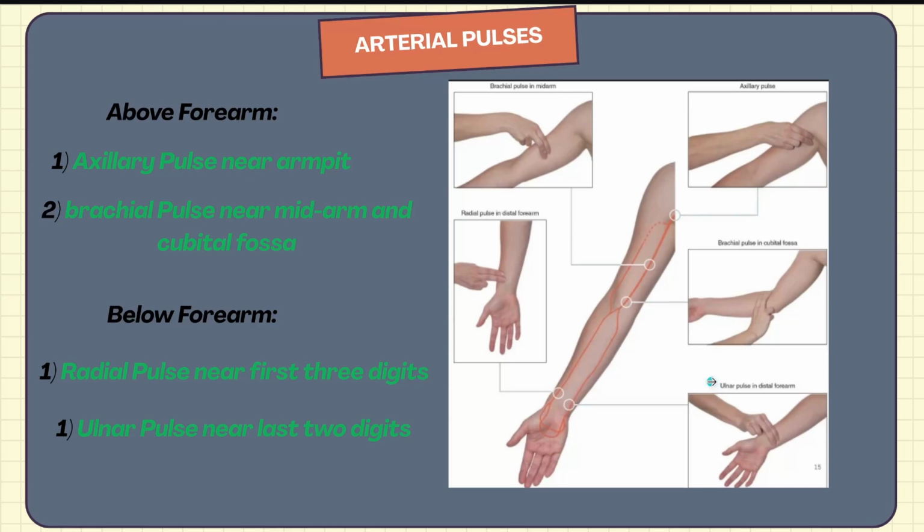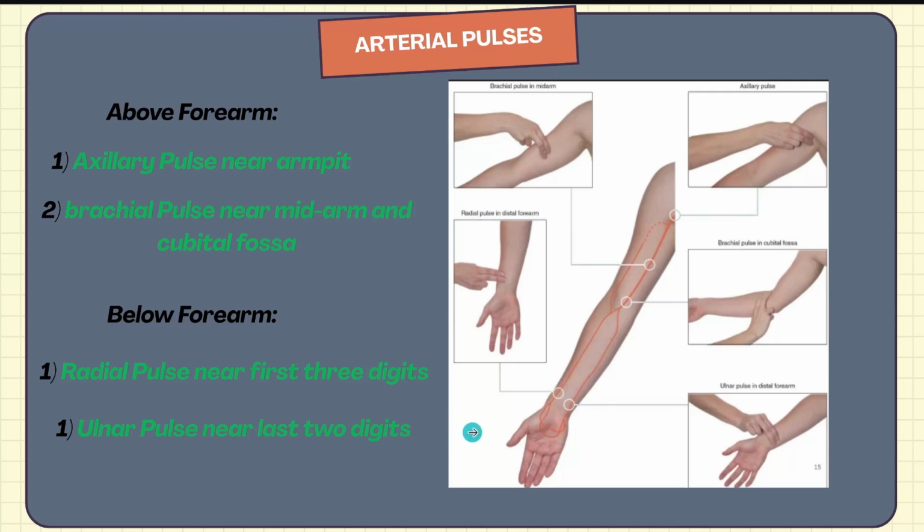Now arterial pulses. You have two above the forearm and two below the forearm. Or not really below, it's like part of, but you get the idea. Above the forearm, you have the axillary pulse near the armpit over here. And then you'll have a brachial pulse just over here.